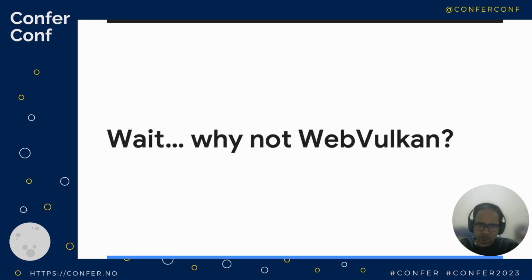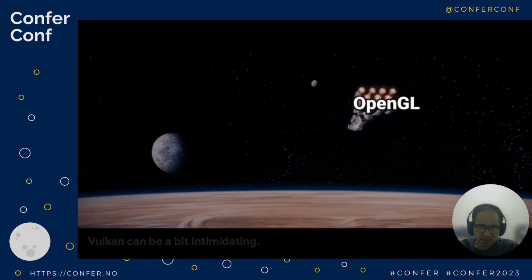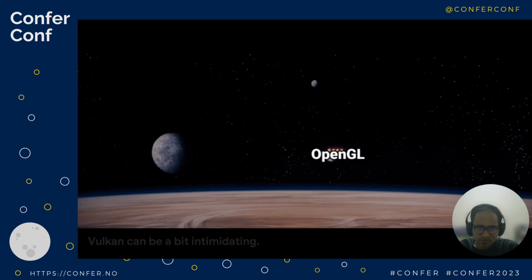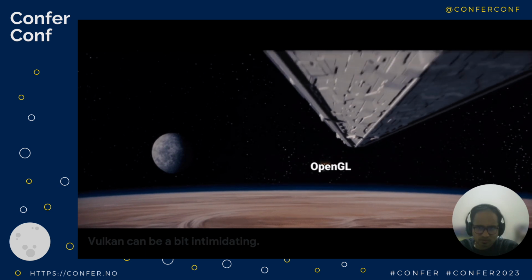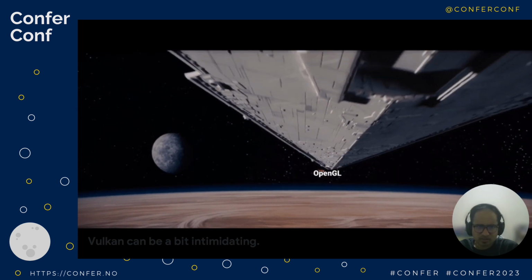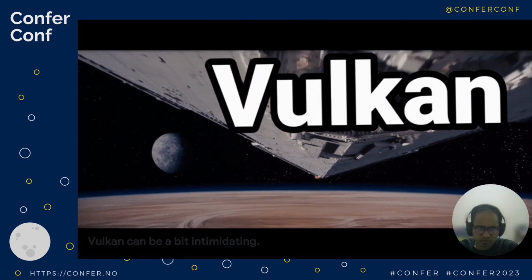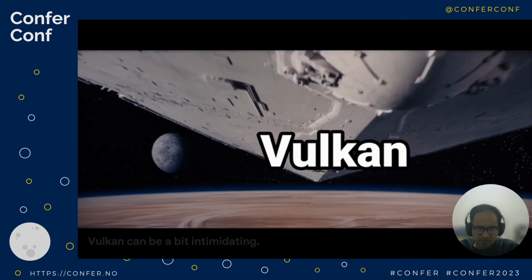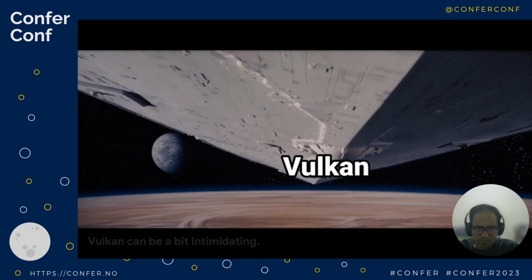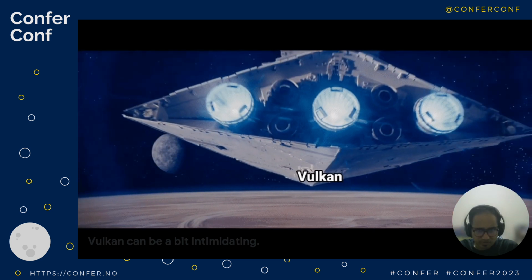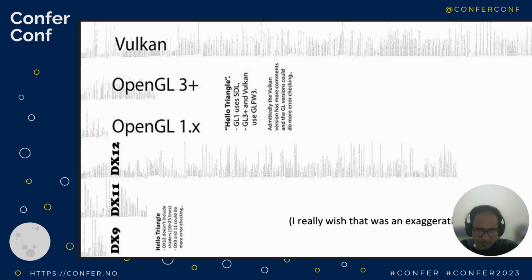So back to WebGPU. Why WebGPU, not Web Vulkan? Well, for starters, if you're familiar with an API like OpenGL and go looking for examples of Vulkan or even DirectX D12 online, they can seem a little bit daunting. It's pretty intimidating and it is a complex API. When I say complex, this is not even an exaggeration. The Vulkan source code can be really huge. I really wish that was an exaggeration, but it's not.